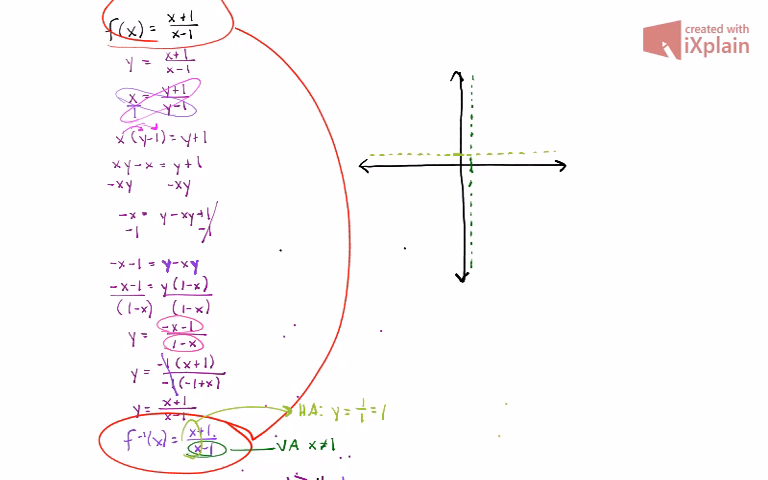Now we just have to decide where things are going to go. We can see if we have any x or y intercepts in this case. Let's check x-intercepts first. So we'll set our function equal to 0. We can create a ratio, cross-multiply, and we get 0 is equal to x plus 1. Subtract 1 from both sides, so we have x is equal to negative 1. So there, we're going to have an intercept there.